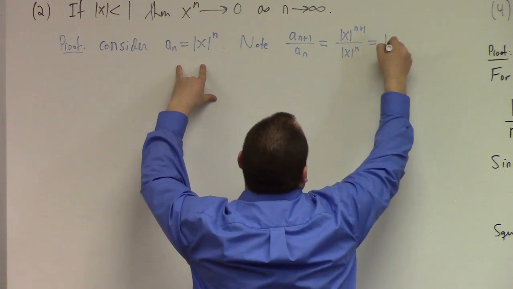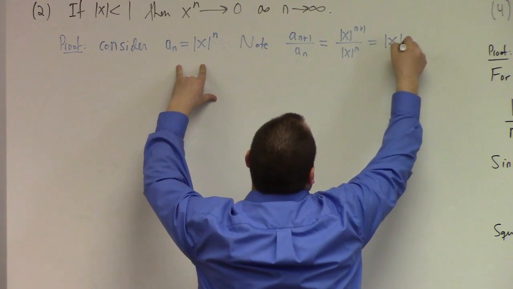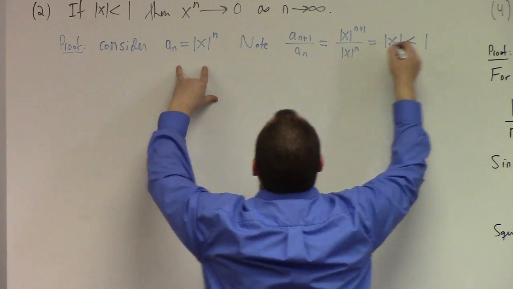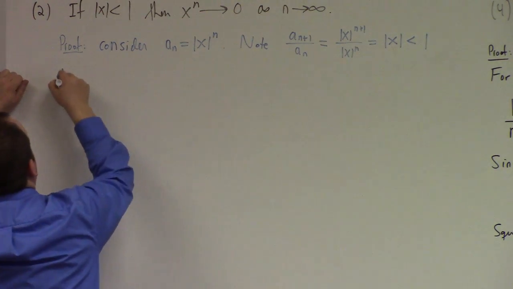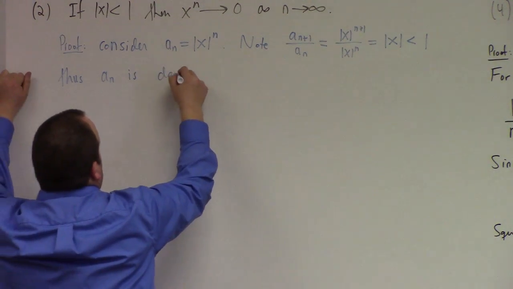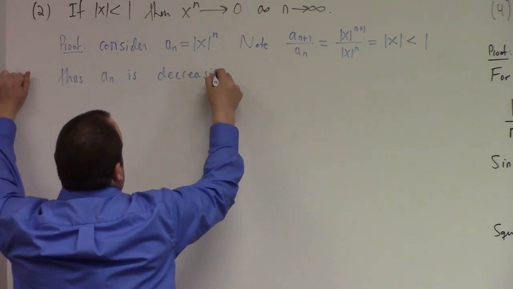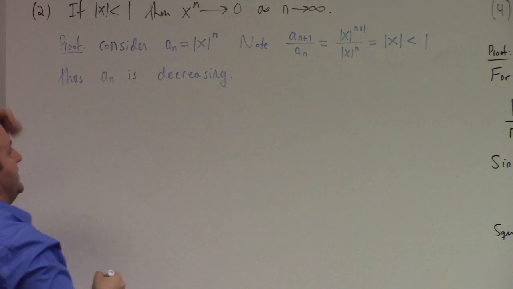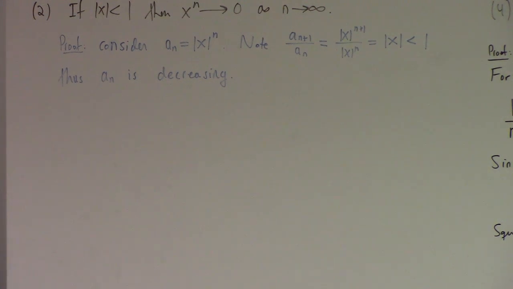Which is what? The absolute value of x, which is, by assumption, less than 1. Therefore, a sub n is decreasing, right? Of course, intuitively, that was obvious, right? If you take a number of absolute value less than 1 and you start powering it up, you get smaller and smaller and smaller and smaller. Okay.